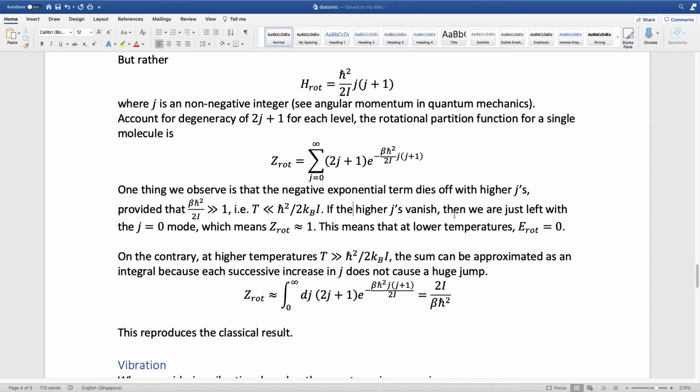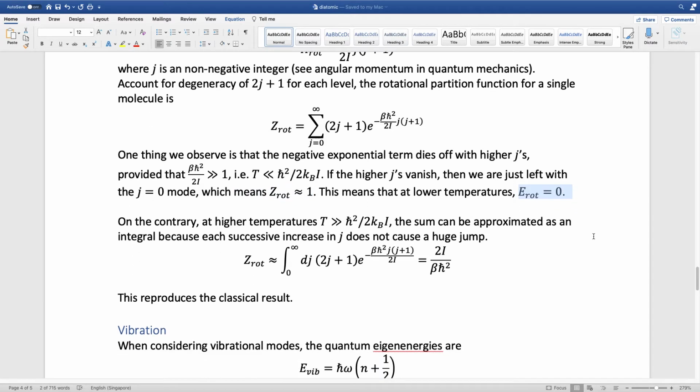So in this limit, which is basically at a low enough temperature, the higher j's vanish. And when the higher j's vanish, we are just left with the j equals 0 mode, which gives a partition function approximately equal to 1. And since it's constant, taking the logarithm and differentiating would just give us an energy of rotation of 0. So at low enough temperatures, the quantum mechanical partition function is approximated as 1, and the energy for the rotational modes is 0.